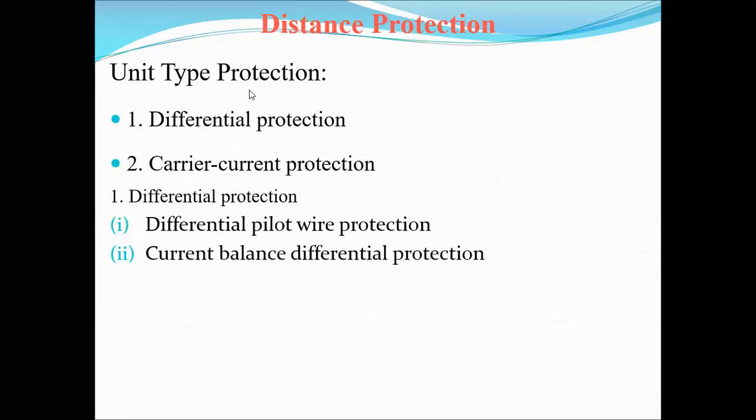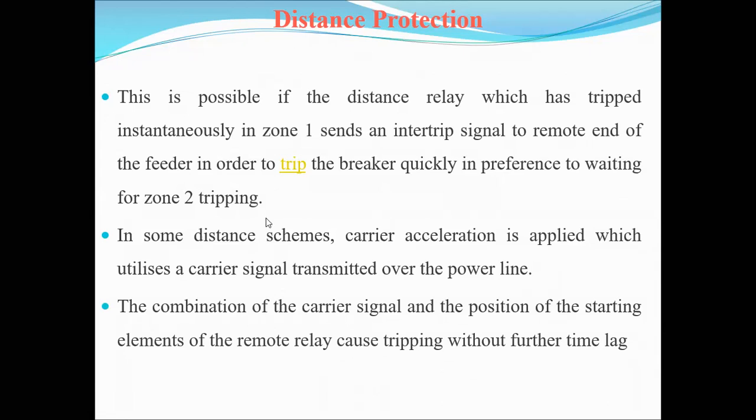Basically, the non-unit type of protection is divided into three types. First one is the time gradient protection, second is the current gradient protection, third one is the distance protection. The time gradient protection is divided based upon the time gradients. The current gradient protection gives the protection based upon the current ratings. That means 5 amperes, 10 amperes, 12.5 amperes. Like that the relay coil is operated.